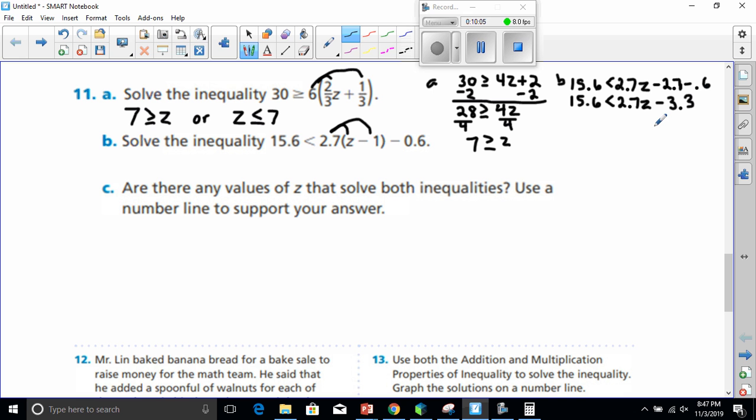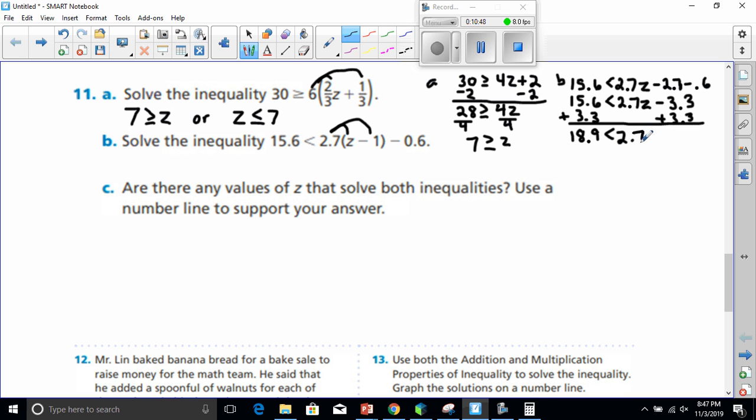And now that we have that, we can go ahead and work our inequality to get rid of negative 3.3 and isolate that variable. We're going to have to use my properties of addition, so we'll add 3.3 to this side, which means we'll have to add 3.3 to this side. And now we have, well, for adding this is going to be 9. This is going to be 8. And this will be 1. So 18.9 will be less than 2.7z.